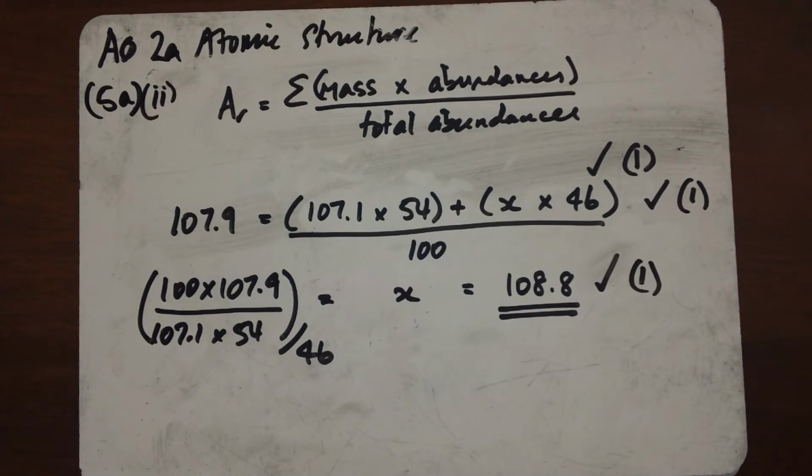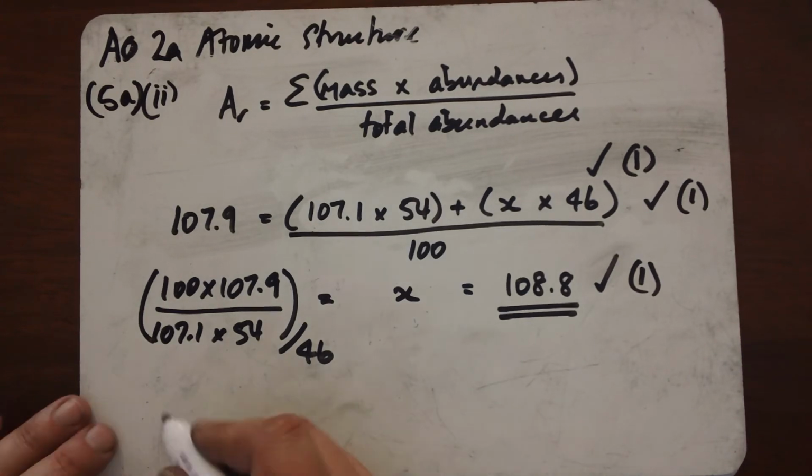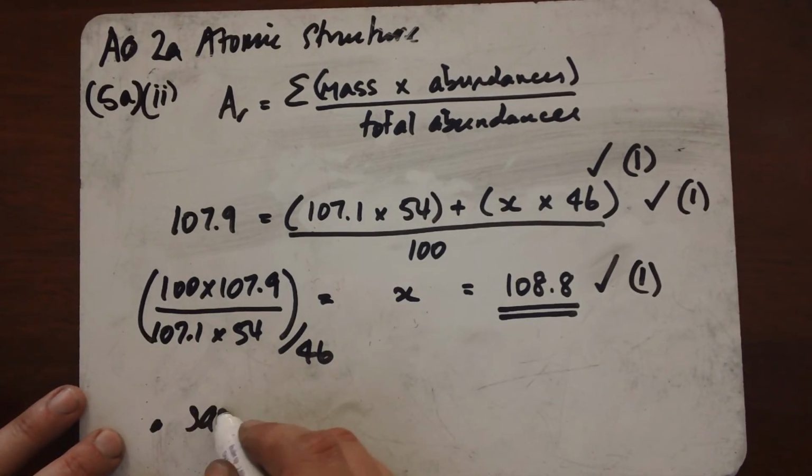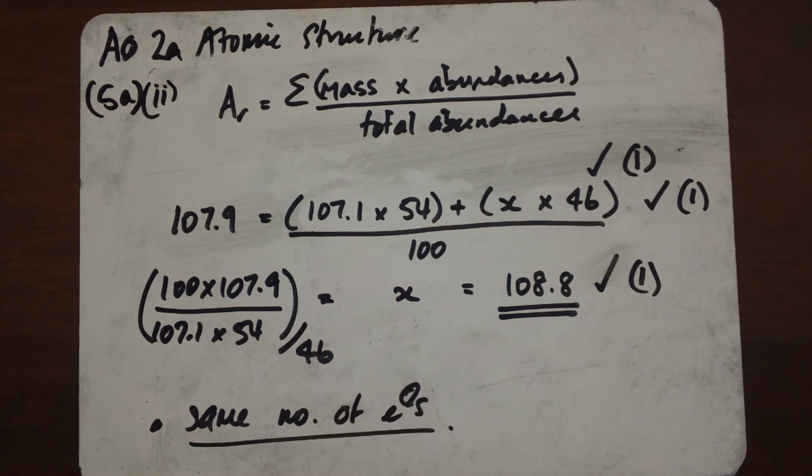The 4th mark asks us to state why the isotopes of silver have identical chemical properties. Well, the reason for that is they have the same number of electrons, and it's electrons that give chemistry. We don't need to know anything about the neutrons and protons in chemistry, we're only interested in the electrons.